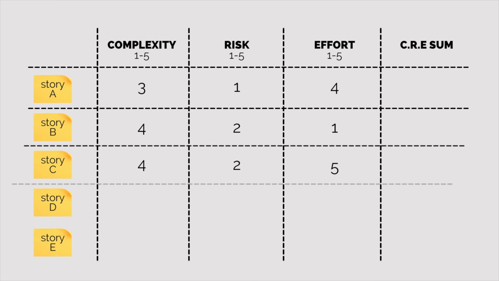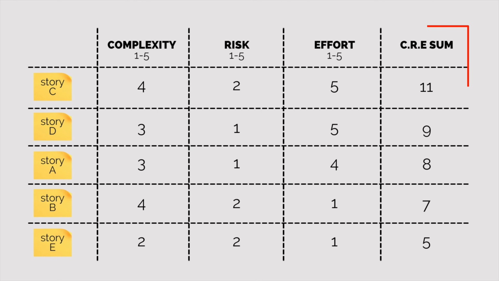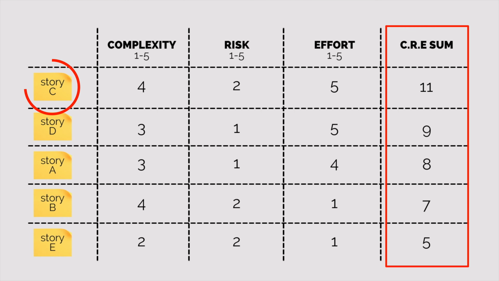Once the team gets busy ranking the 5 selected user stories, you can go and fetch yourself a coffee. Just kidding. Or am I? After the team is done ranking the stories, ask the team to sum the complexity, risk, and effort values for each story and arrange the 5 stories in descending order of the sum, with the largest story at the top. Something like this.